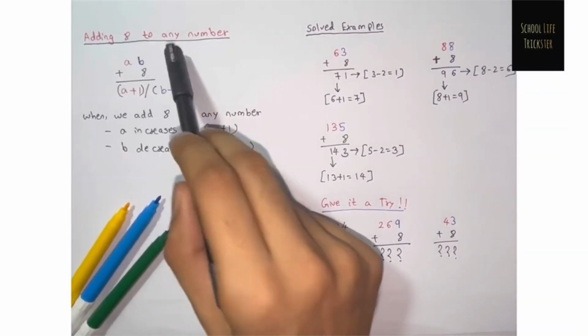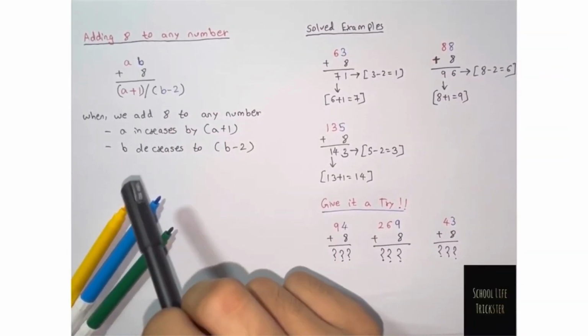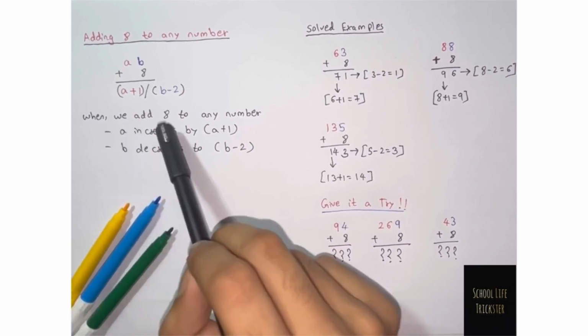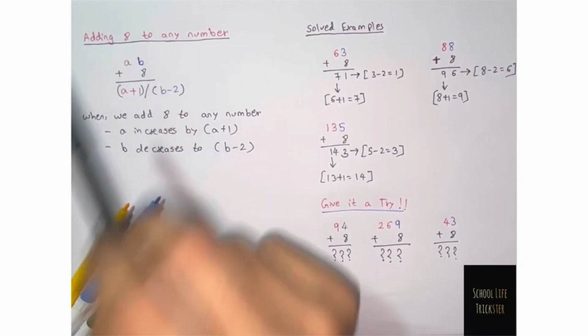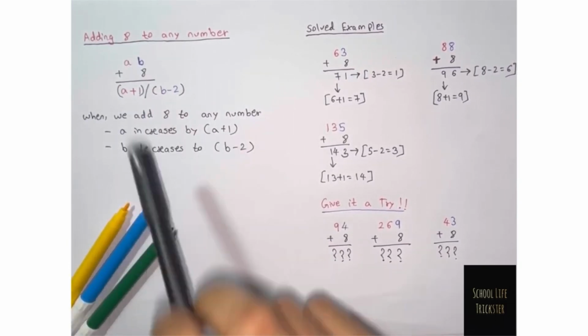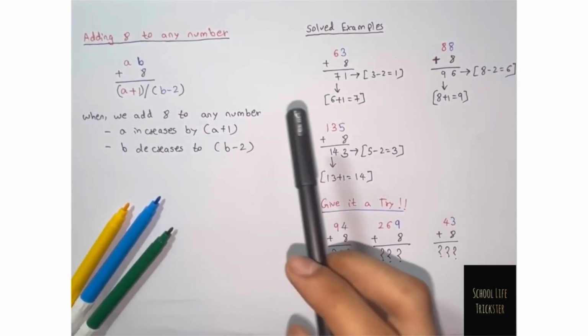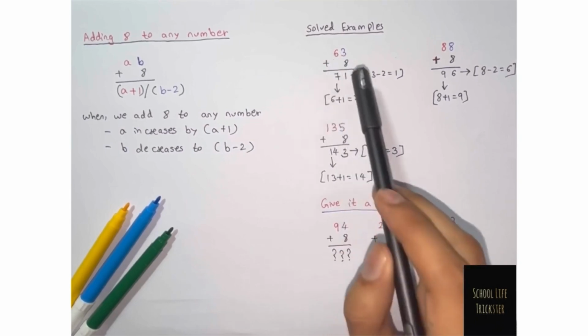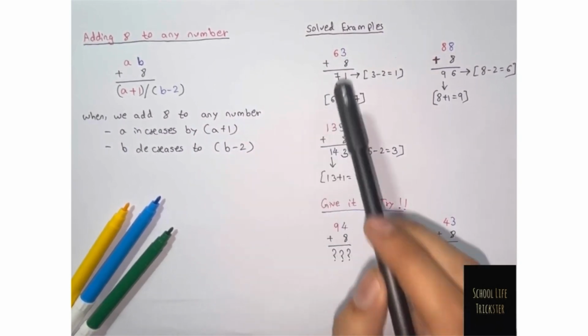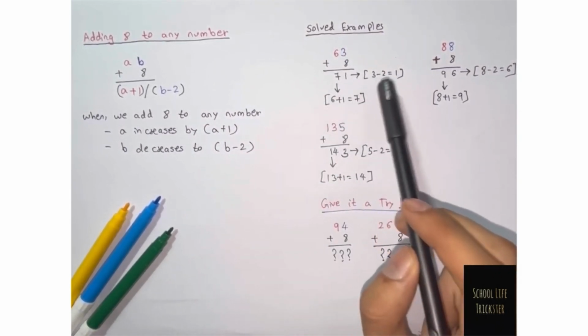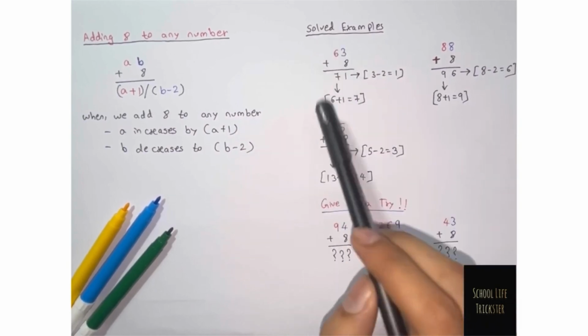Now adding 8 to any number. So this is the sum given. So what is this? When we add 8 to any number, the a increases by a plus 1 and b decreases to b minus 2. Let's see by examples. So here 63 plus 8 is 71. So how this came? 3 minus 2 equal to 1 and 6 plus 1 is 7.